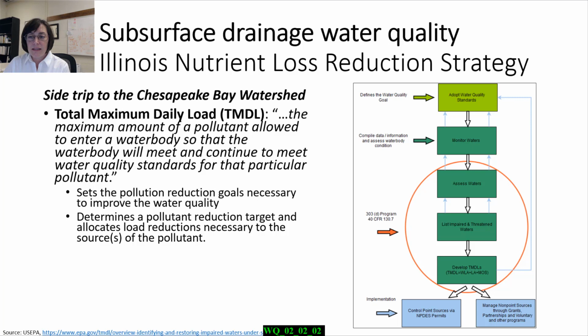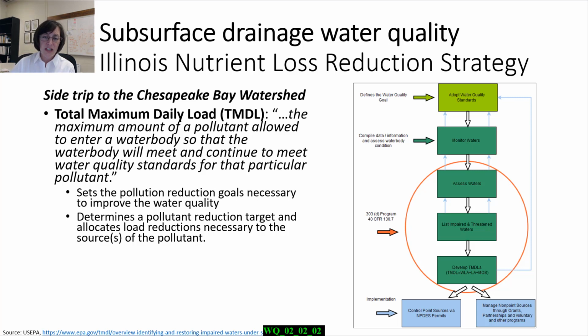A TMDL is technically a calculation or a specific number, a load of nitrogen or phosphorus or sediment. The TMDL is the maximum amount of a pollutant allowed to enter a water body so that that water body can meet the water quality standards set for that particular pollutant in that particular water body.